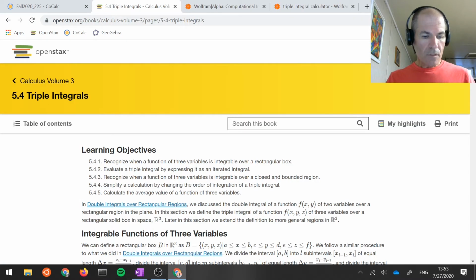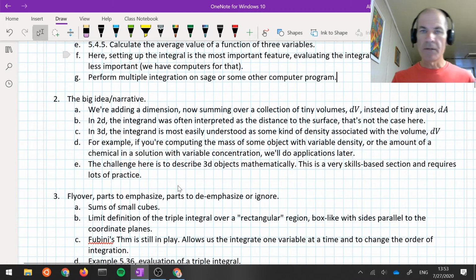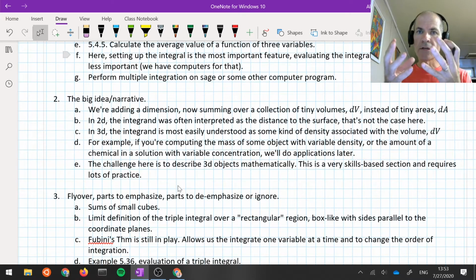So what are the big ideas here? We're just adding another dimension. We've done single integration, right? That was Calc 2. We've done double integration. Now we're just adding that last variable to get a triple integral. Instead of integrating over an area in the XY plane, we're now integrating over a volume in three-dimensional space.